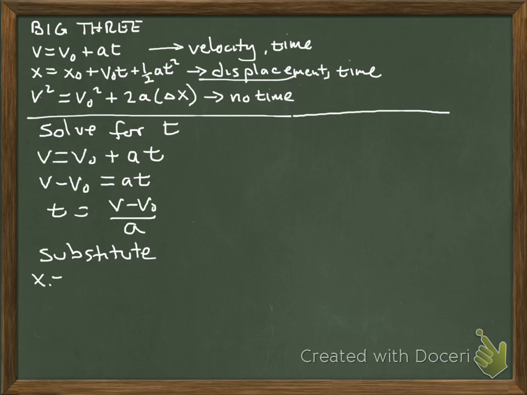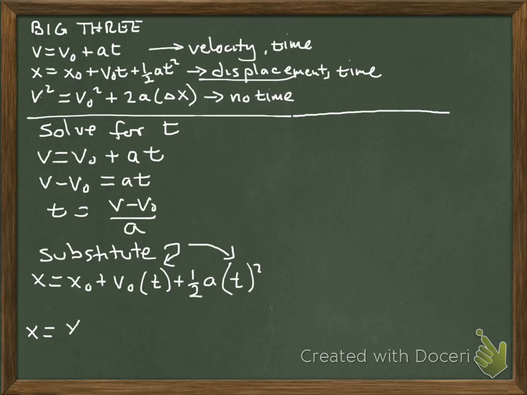x equals xo plus vot plus 1/2 at squared. Okay, it's going to go into each of those places where there's a time, and you're going to see what that looks like. So wherever we see a t, we're going to put in v minus vo over a. So the equation looks like xo plus vot.